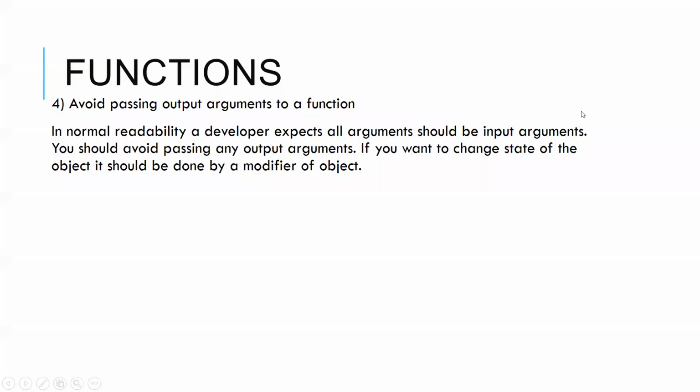Also, I would like to share that passing output arguments to a function is actually a bad practice. In normal readability, a developer always expects that all arguments that are passed to a function are input arguments. So you should avoid passing any output argument to a function. And if you want to actually change the state of the object, it should be done by a modifier of the object.